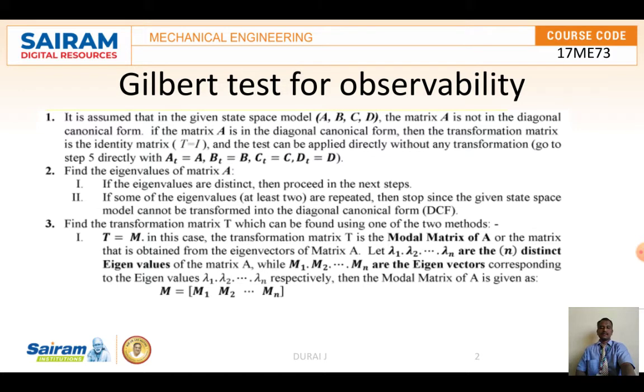In this case, the transformation matrix T is the model matrix of A, the matrix that is obtained from the eigenvectors of matrix A. Let lambda 1, lambda 2 dot lambda n be the distinct eigenvalues of the matrix A, while m1, m2 dot mn are the eigenvectors corresponding to the eigenvalues lambda 1, lambda 2 dot lambda n respectively. Then the model matrix is given by M is equal to m1, m2 dot mn.